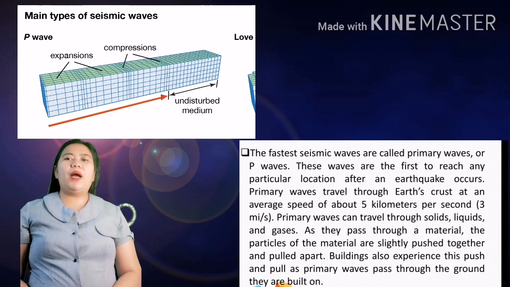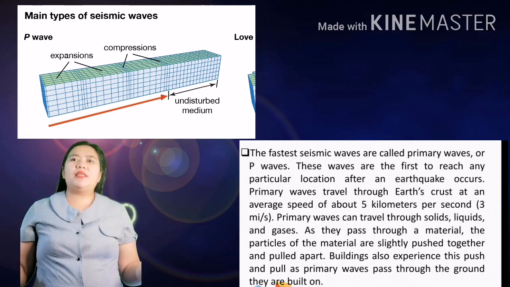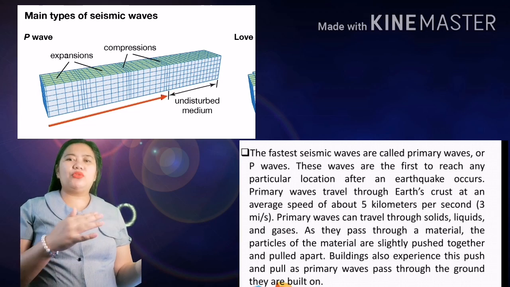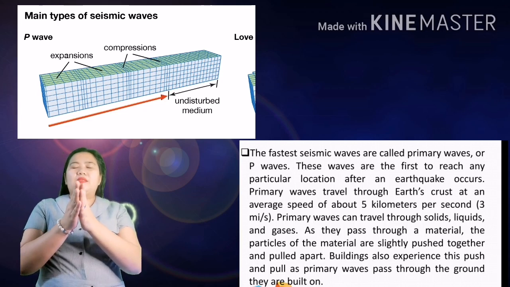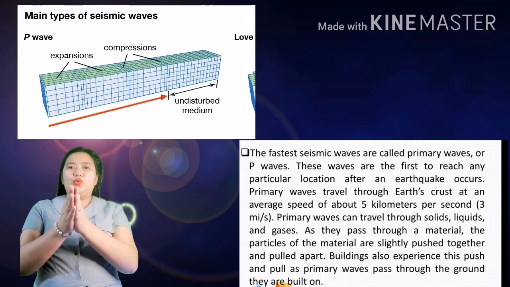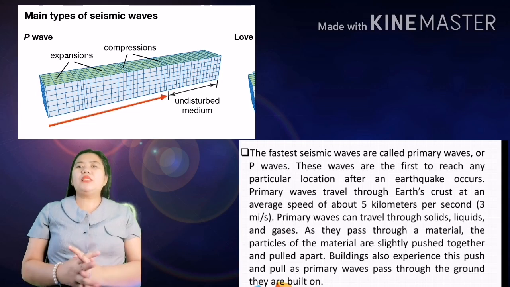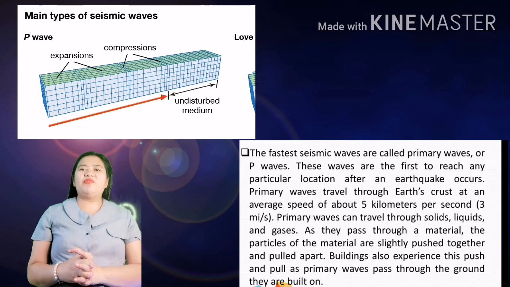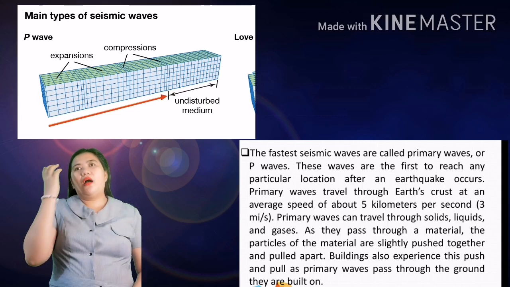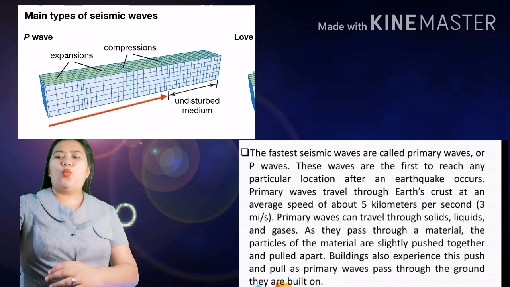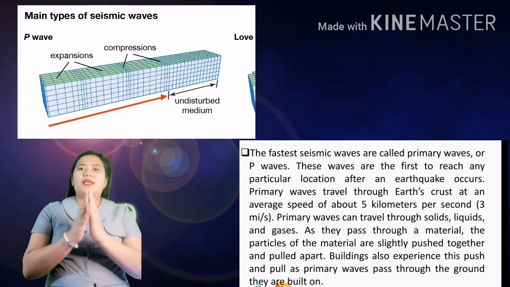As they pass through a material, the particles of the material are slightly pushed together and pulled apart. The movement of these seismic waves as they pass through rock is that they compress or compact the rocks, and then as they travel through, the rocks expand again to their original form, size, or shape. Buildings also experience this push and pull as primary waves pass through the ground they are built on. That's the primary effect of primary seismic waves on rocks and other infrastructures such as buildings: push and pull, or compress and then expand.